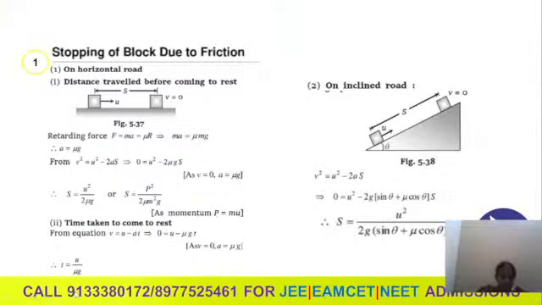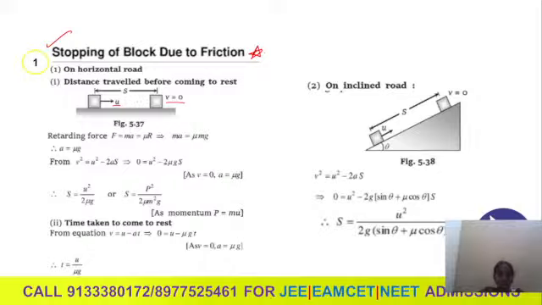So let us see one more concept which is important about the frictional force: stopping a block due to friction. Along with the block over the block, this is also important about the frictional force. See here, on a horizontal road, the block is moving with initial velocity u, travels this much distance and comes to rest. On a horizontal road, a retarding force will act due to friction, because it opposes the motion. That is why it comes to rest.